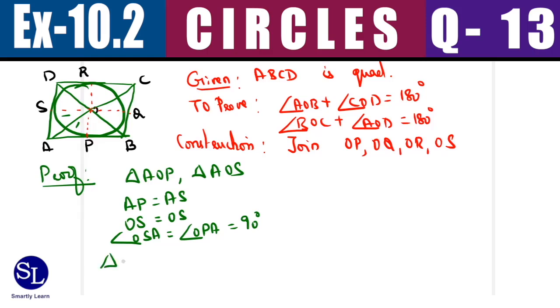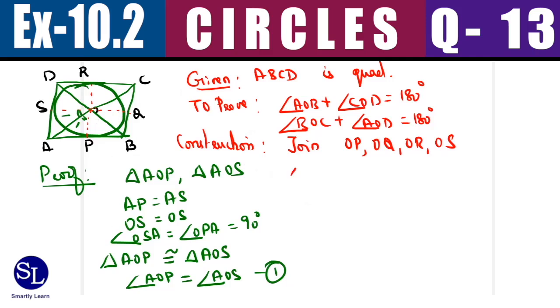So this tells you that triangle AOP is congruent to triangle AOS, and this takes care of the first property. Angle AOP is equal to angle AOS. So this particular angle is equal to this particular angle. So that is what we have proved. Similarly, every time we don't need to prove. So similarly, we are going to write out for other pairs. So let's list it.